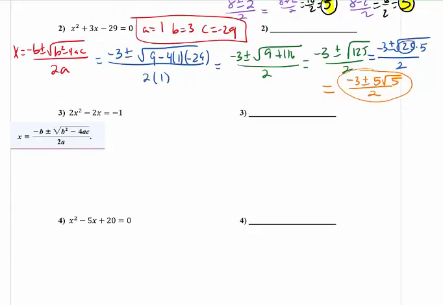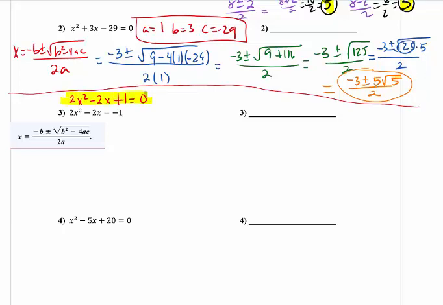Going to number 3. The problem with number 3 right now is that it is in the wrong order, meaning that it should be equal to 0 before we start. So I'm going to rewrite that as 2x squared minus 2x plus 1 equals 0. This is what I'm using, and it has to be equal to 0 first. So a is equal to 2, b is equal to a negative 2, c is equal to 1. Write your formula down first, which I just brought down here for ease, for time. And again, you can pause it at any time you need to.